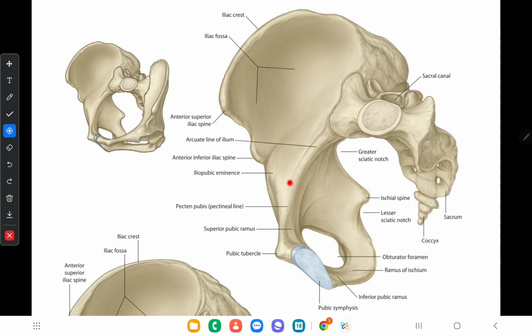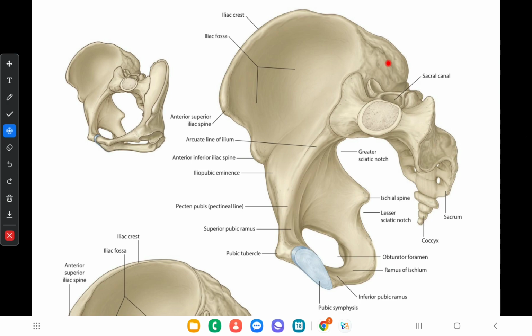The ilium is the expanded upper part of the hip bone. There are two ends in the ilium, the upper end and the lower end. Also, there are three borders: anterior border, medial border and posterior border. There are three surfaces: iliac fossa, sacropelvic surface and, posteriorly, the gluteal surface.